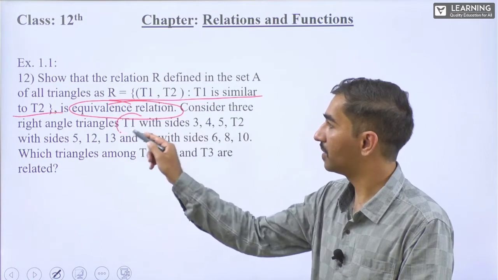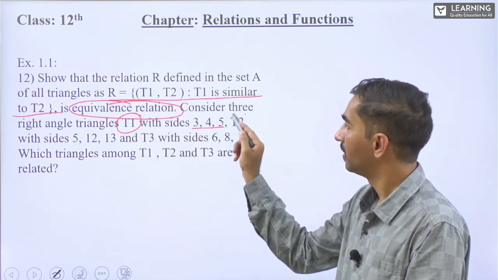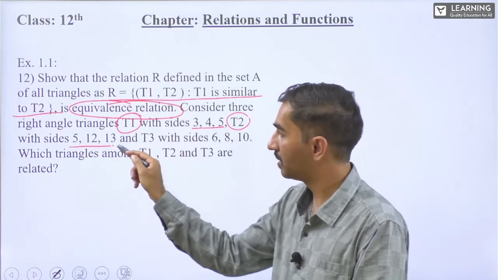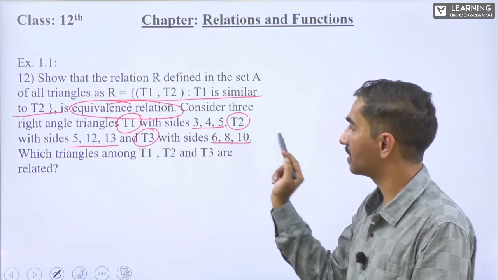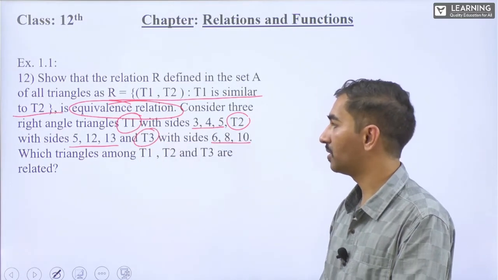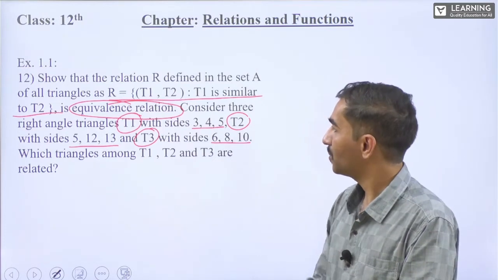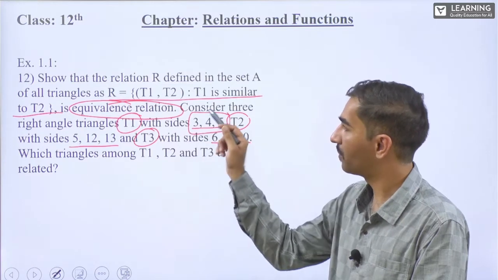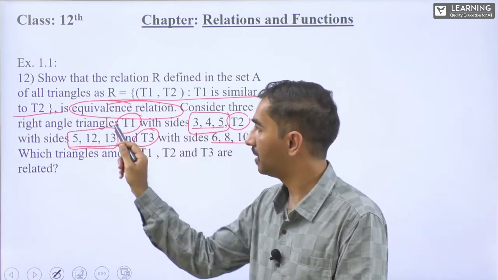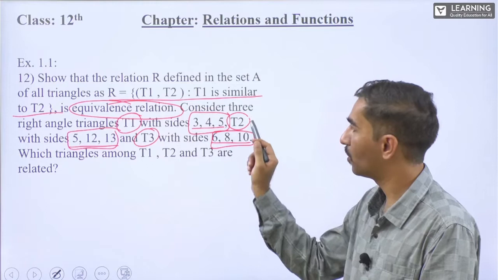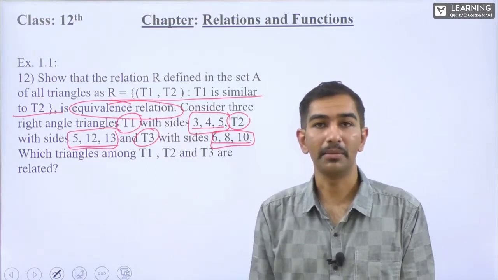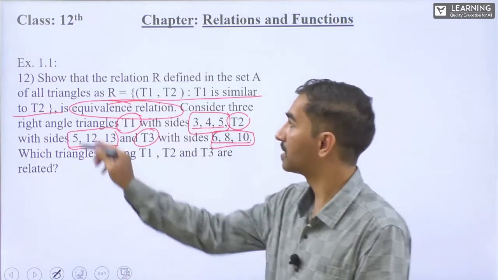Consider three right angle triangles. T1 is given here. T1 is 3, 4, 5. T2 is 5, 12, and 13. T3 is given as 6, 8, and 10. So which triangles among T1, T2, and T3 are related? As soon as you see these numbers, students, 3, 4, 5, 5, 12, 13, and 6, 8, 10, what are these? These are nothing but called Pythagorean triplets.